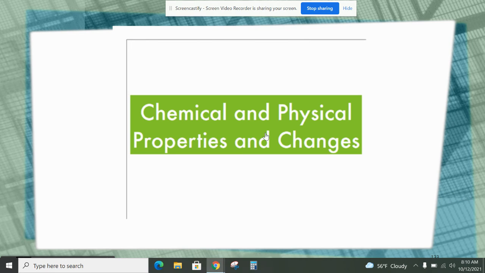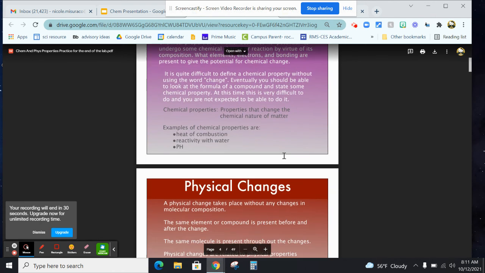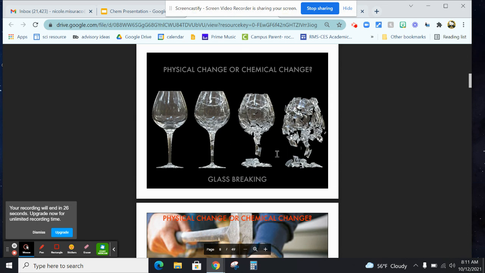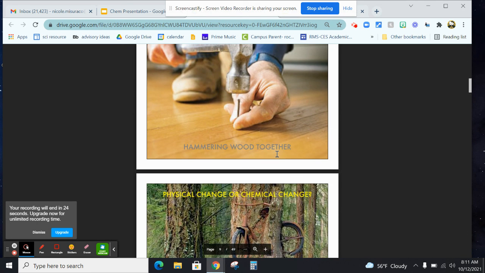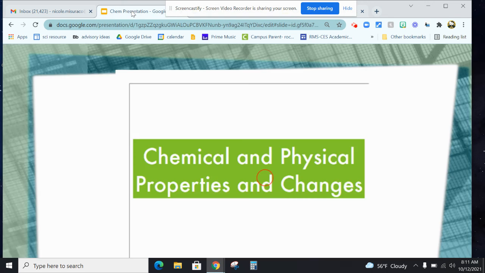The students then will do a little chemical and physical properties challenge. Let's see really quickly how you will do. Let's see if this works. I'll go really quick. You're identifying if you think something is a physical or a chemical change. Glass breaking. It looks like I'm going to run out of time here, so I won't be able to do this. Hammering wood together and so on.